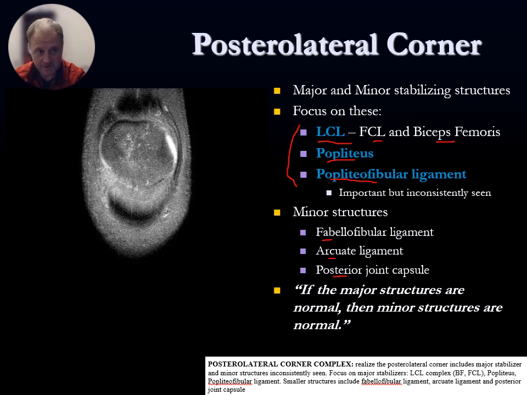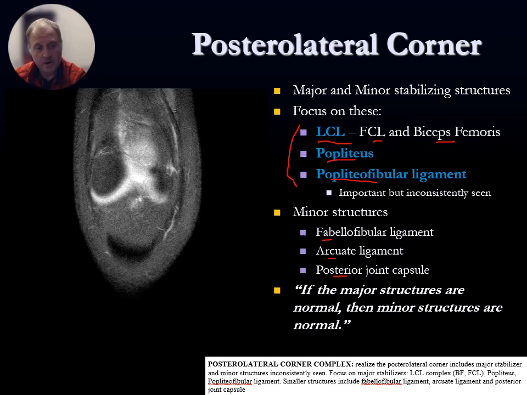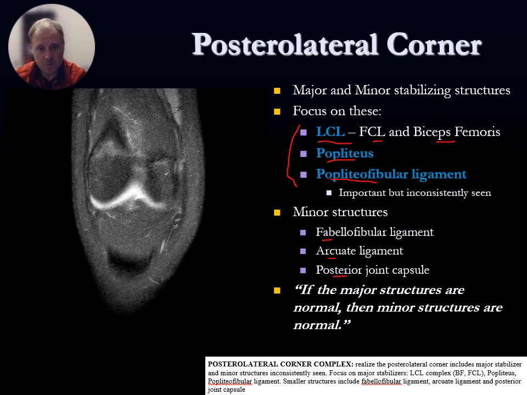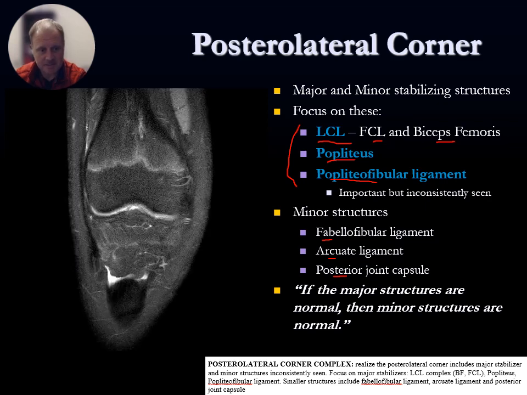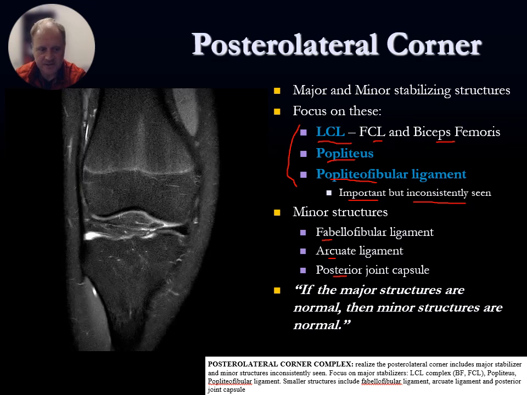Same coronal images here coming from anterior to posterior. We already showed the LCL. So what we're going to be looking for especially is the popliteus and popliteofibular ligament. The popliteofibular ligament is important, but I don't think it's well seen on every single case. It's good to know where it is to try to make sure you could see an abnormality if it was there.